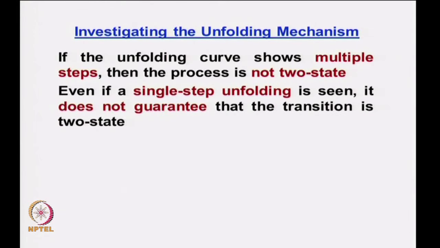Now, even if a single step unfolding is seen, it does not guarantee that the transition is two state. That is what we just discussed. You might have intermediates which have very low concentrations or very transient existences. They do not contribute that much to your signal, you will not be able to detect them, but that does not mean that they are not there, they are there. Hence, it is not strictly a two state.